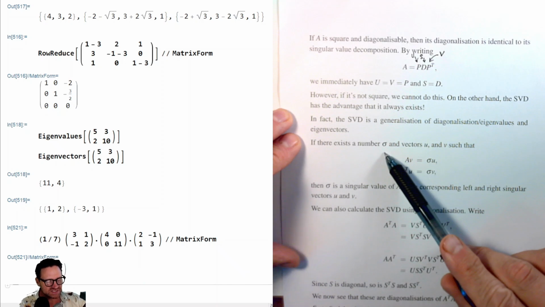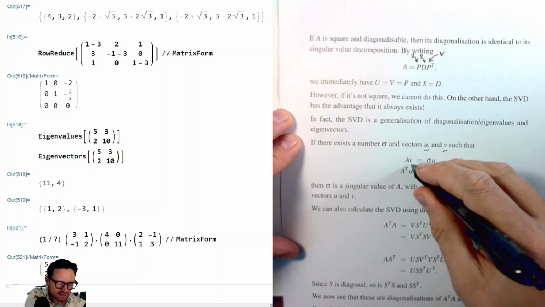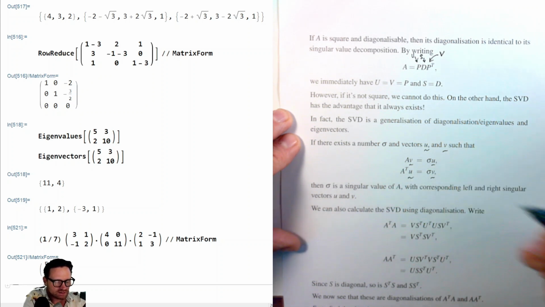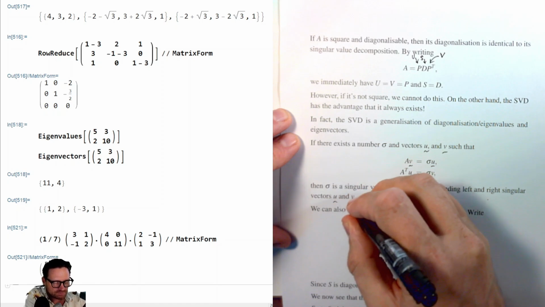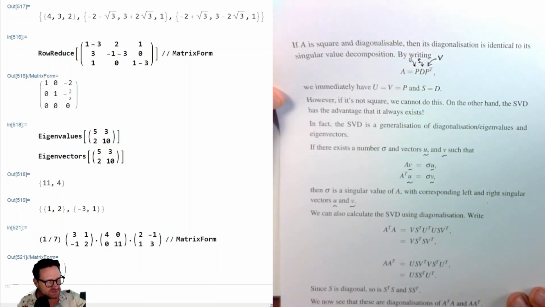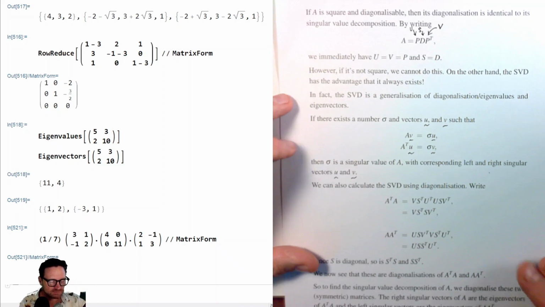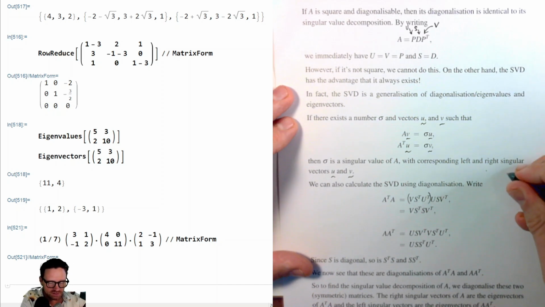If there exists a number sigma and vectors lowercase u and v such that A v is sigma u, A transpose u is sigma v, then sigma is a singular value of A with corresponding left and right singular vectors u and v. We can also calculate the singular value decomposition using diagonalization. So notice that A transpose A would be, and now what I'm doing here is, note that the transpose of a product, AB all transpose, is B transpose A transpose.